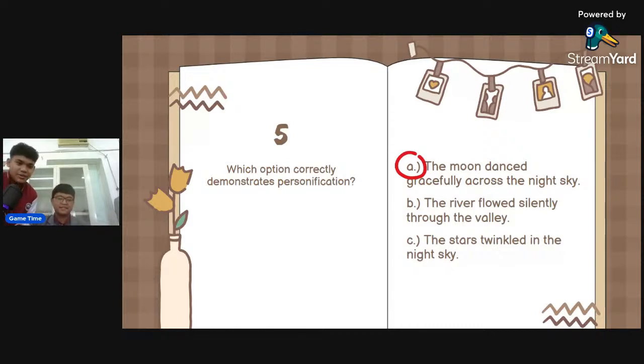Why is A the correct answer? The moon danced gracefully across the night sky. Personification doesn't have the literal meaning. If you see the moon dance gracefully, what do humans sometimes do? They dance. But the moon doesn't dance, because it's not literal. It's how people interpret the moon moving across the night sky. It's a nice way of saying that the moon moved.